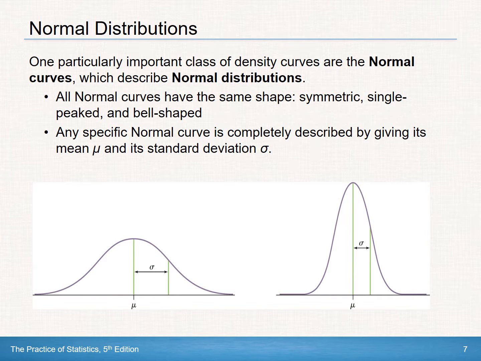Normal distributions: a density curve is normal if they have the same shape, symmetric, single-peaked, and bell-shaped. That's what a normal curve looks like. Any specific normal curve is completely described by giving its mean and its standard deviation.